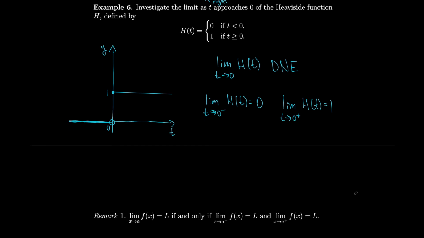We make the remark that in general, the limit as x approaches a of f of x equals L if and only if these left and right limits match. So that means that the limit as x approaches a from the left of f of x is equal to L, and the limit as x approaches a from the right is equal to L. So both the left and the right limits have to exist, and they have to be the same as each other, and then the limit in general will be forced to be that same limit.